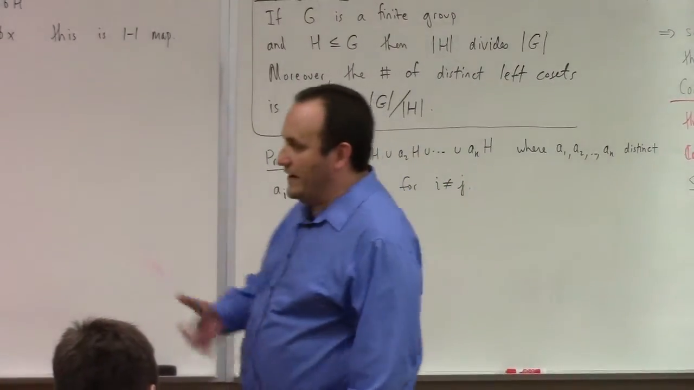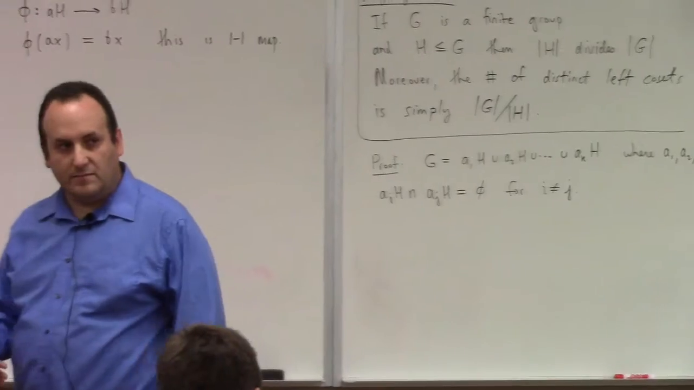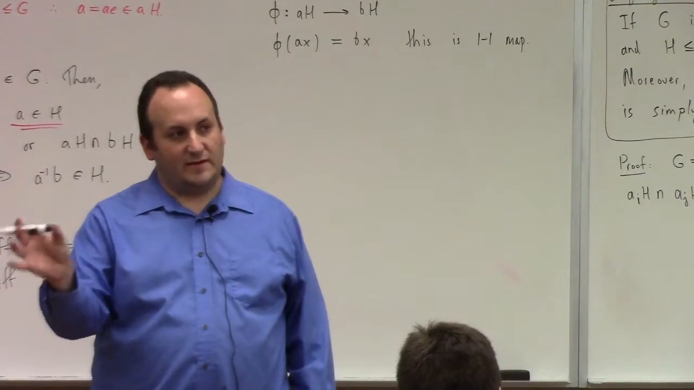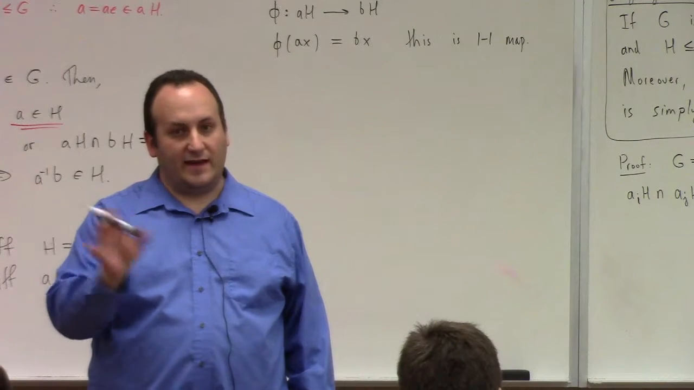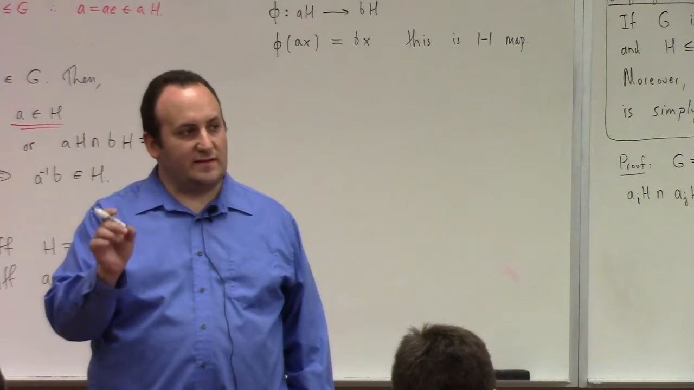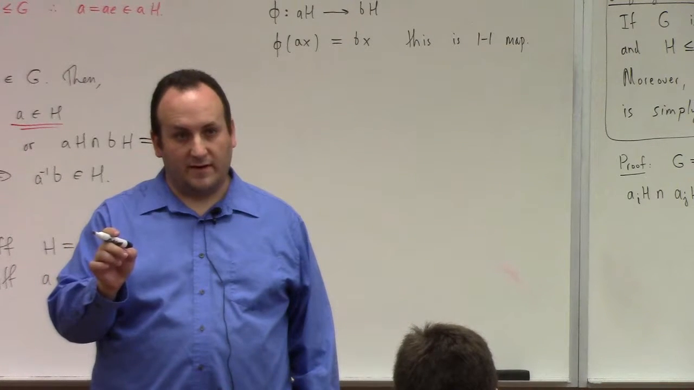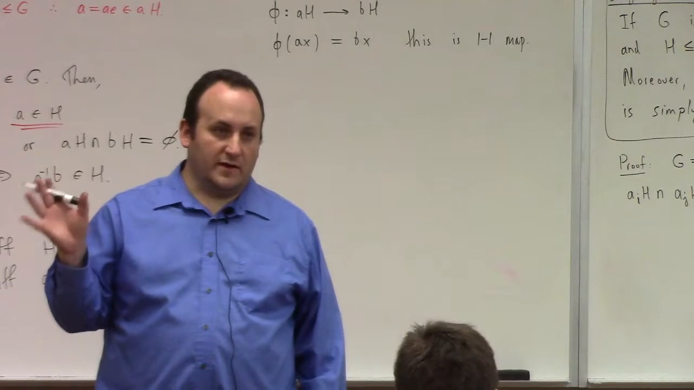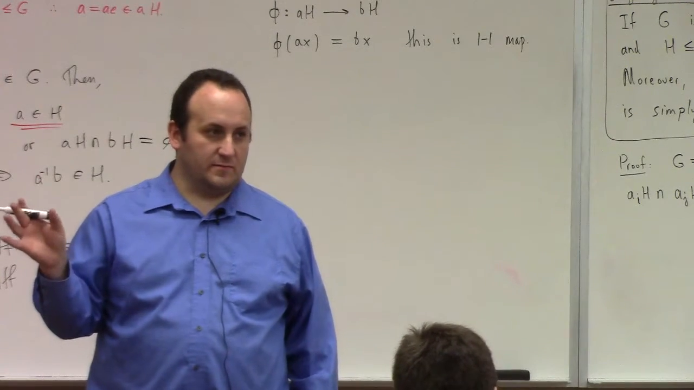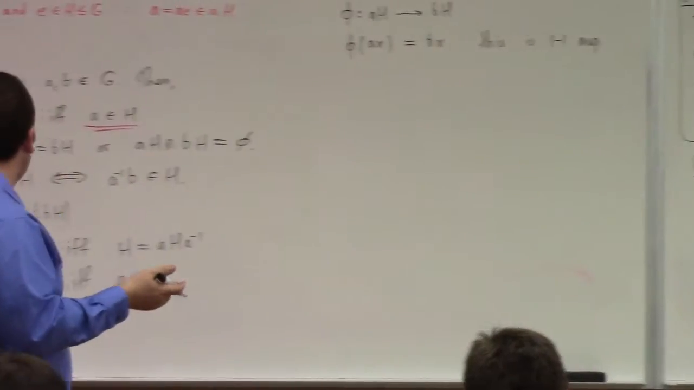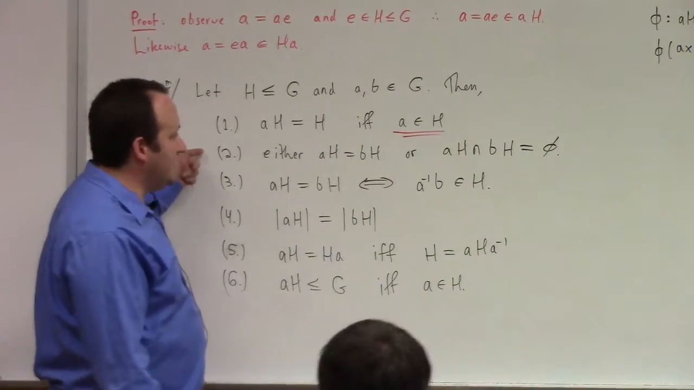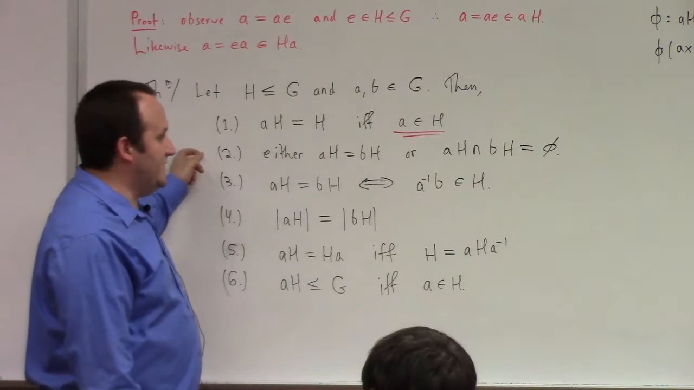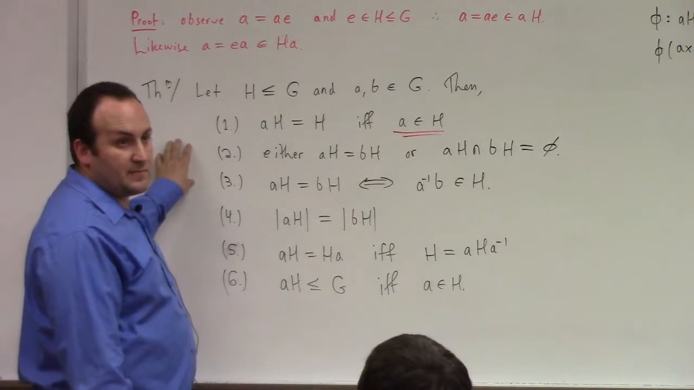I know every element in G fits into some coset, right? You pick an element of G, it's in that element times H, because A is in AH. So every element of G is in at least one coset. But we also know by 2 here that either the cosets are equal or they're disjoint. So every element of G has to fit into just one of these cosets.